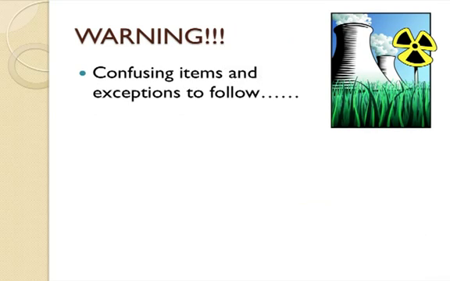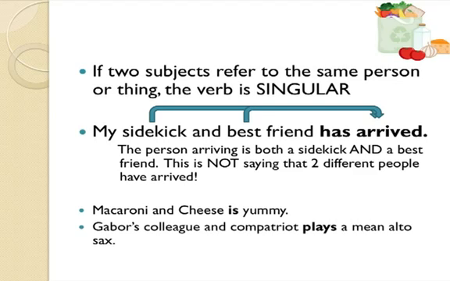So the first part of this podcast is hopefully mostly review, but now we're going to get into some potentially more confusing items and exceptions. So pay some close attention here. If two subjects are written and they are both referring to the same person or thing, then the verb is singular. For example, my sidekick and best friend has arrived.